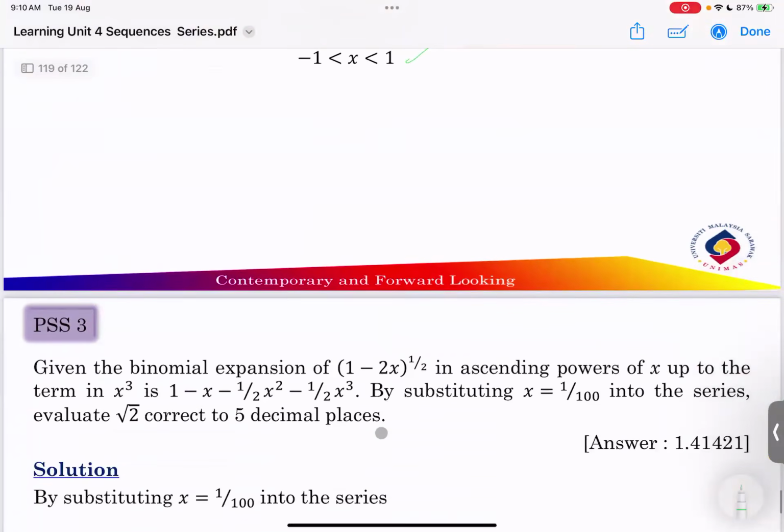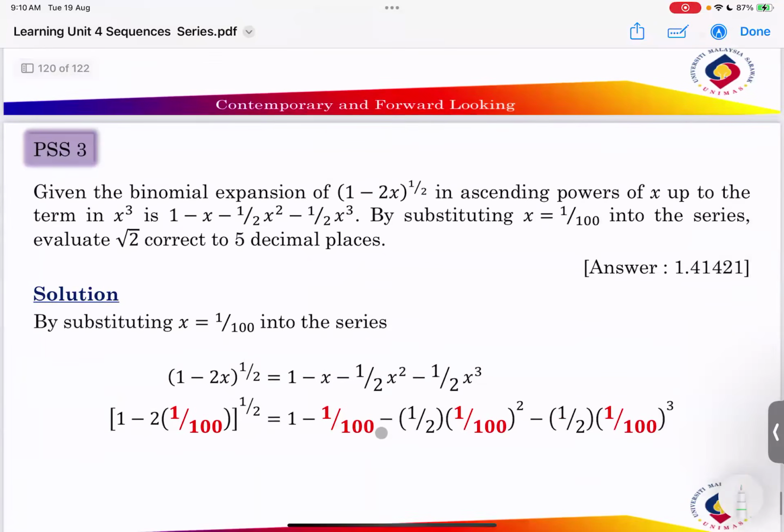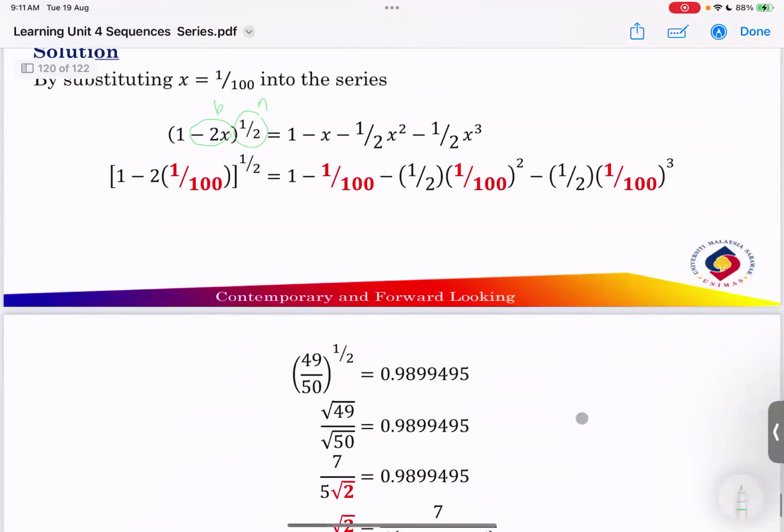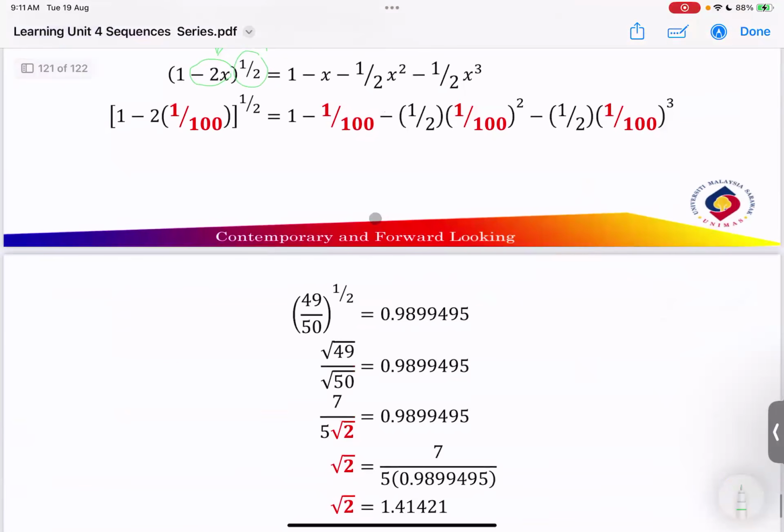Okay. Now we try to use this one in this condition. Given the binomial expansion of this in ascending power of x to the series of this one, by substituting x equal to 1 over 100 into the series, evaluate square root of 2 correct to 5 decimal places. Okay, so we put this down. This one is your b, this one is your n. Okay, put into the formula. Okay, all right, so here we go.